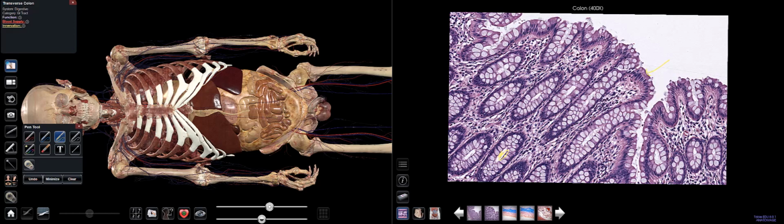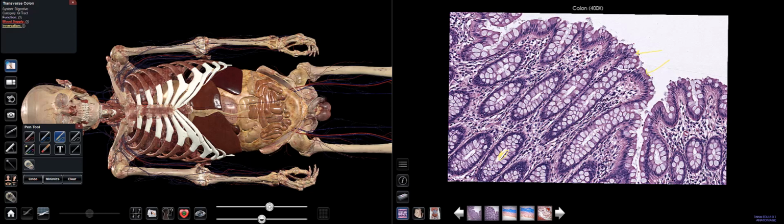But you can see the cells that my arrow is pointing to are columnar. They're column shaped. But there's also these whitish round cells. Those are called goblet cells, and goblet cells also secrete mucus. And that's pretty much the only secretion of the large intestine, is mucus. It helps keep everything nice and slippery and slimy, and so things move along.